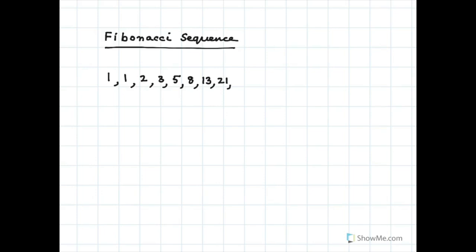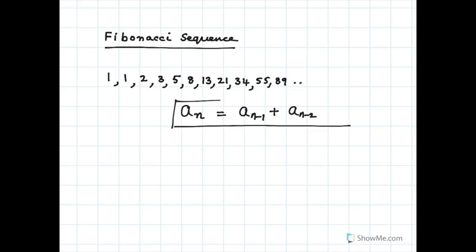What is the next number? Come on. Yes, 34, 55, 89, and so on. So this one is something like this, that the nth term is nothing but the (n minus 1)th term plus the (n minus 2)th term. This is the formula for the Fibonacci sequence.